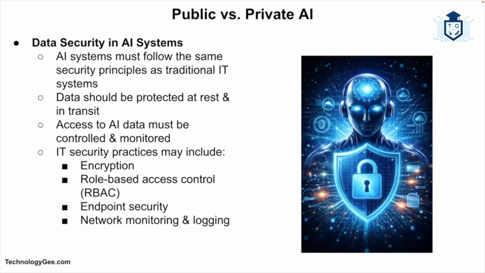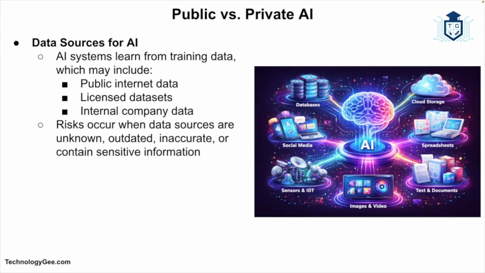When AI systems process data, that data must be protected at rest, protected in transit, access controlled, and logged and monitored. From an IT perspective, this may involve encryption, role-based access control, endpoint security, and network monitoring. And just understand that AI does not replace security principles. It simply inherits them.